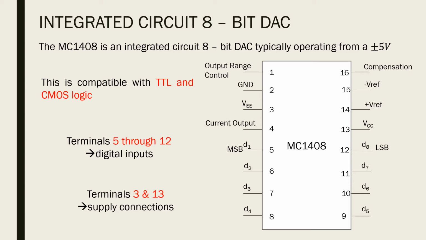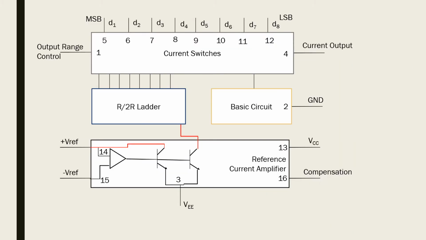Now seeing the block diagram of this particular MC1408. The block diagram consists of mainly the current switches to connect the input to the particular circuit, so we call it the current switches. It consists of an R-2R ladder DAC and a reference current amplifier. So mainly this is a current to voltage converter, what we can state.